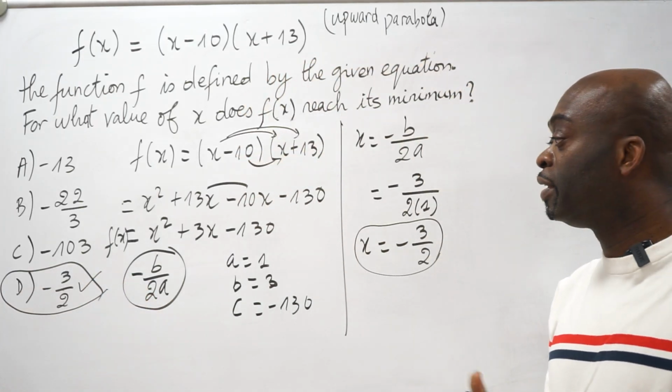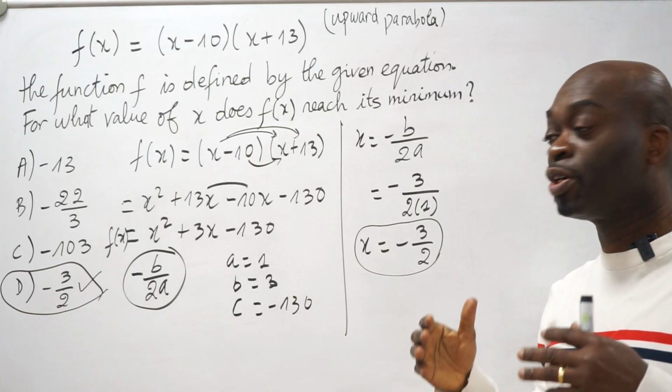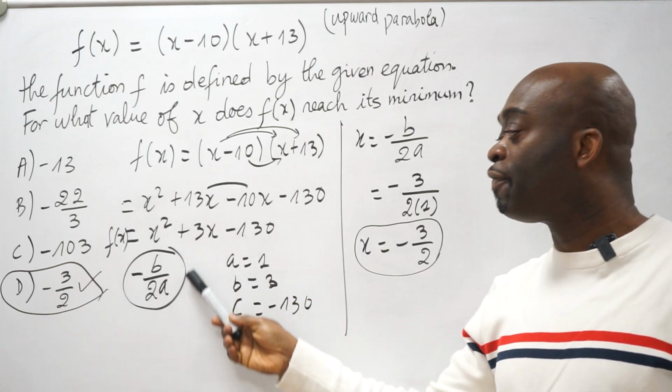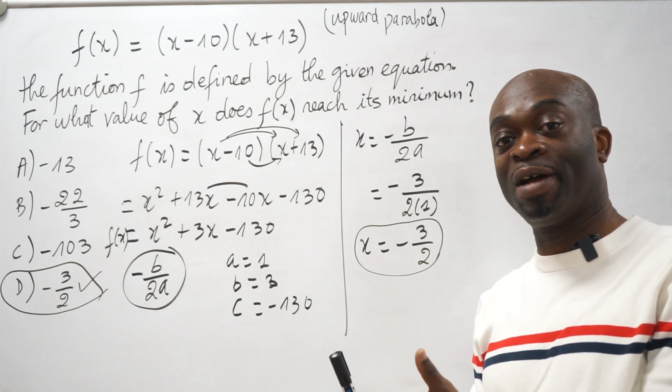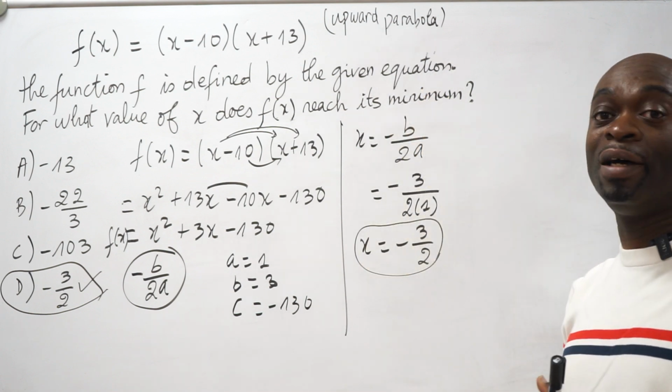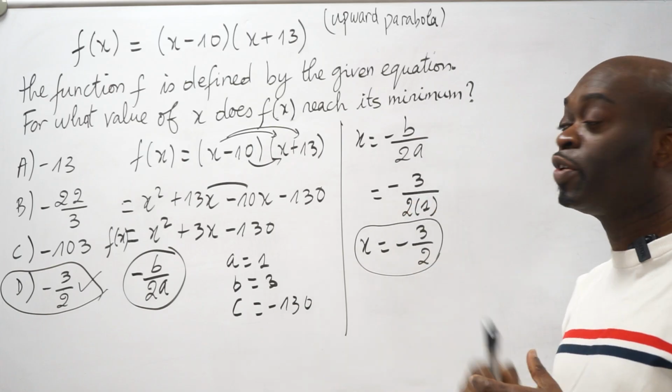So ladies and gentlemen, this is how you solve for such a problem. This formula here, you need to know it as you're going into the test. And as you're dealing with a parabola, x is going to be negative b over 2a.